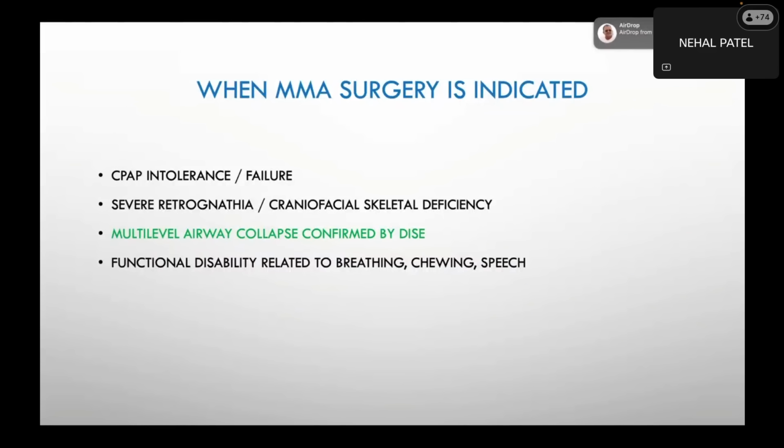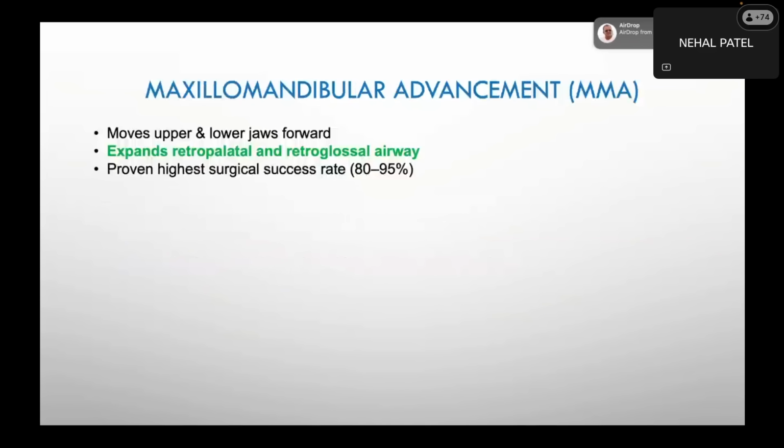The main indication is multi-level airway collapse confirmed by DISE. DISE is one of the most important things, because I need to understand at which level the obstruction actually is. So what we can do is a maxillomandibular advancement. With maxillomandibular advancement, you can expand the retropalatal as well as the retroglossal airway. And when we do it in indicated cases, the success rate is as high as 95%.